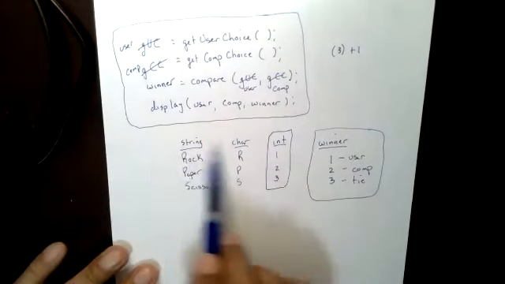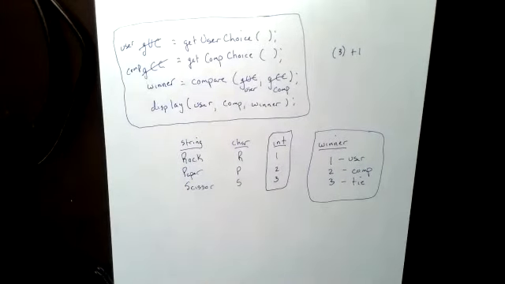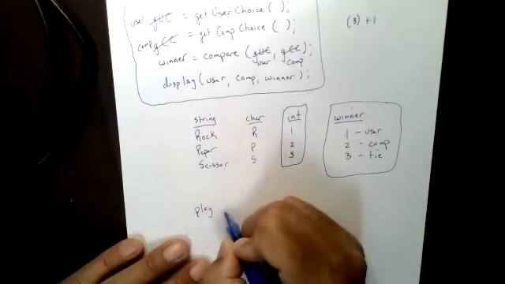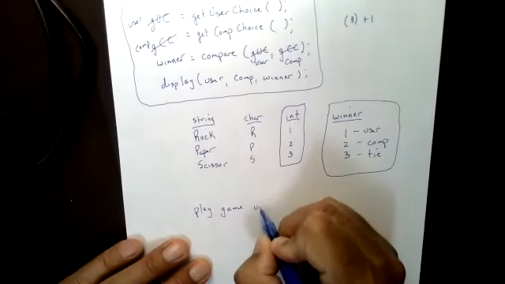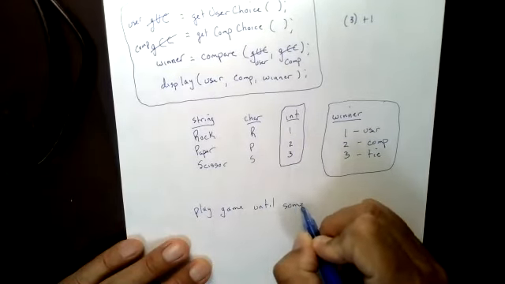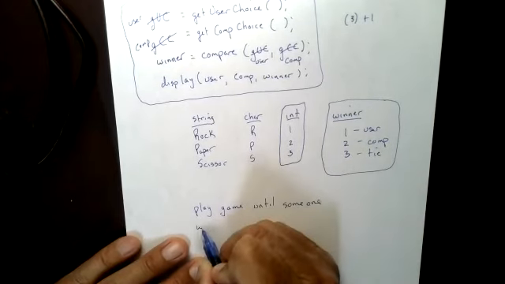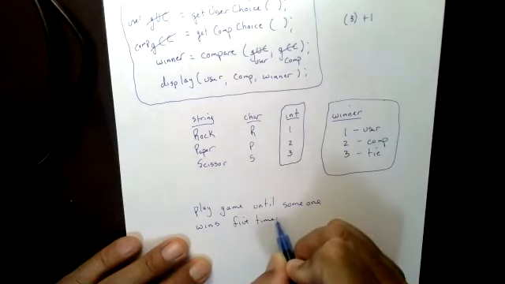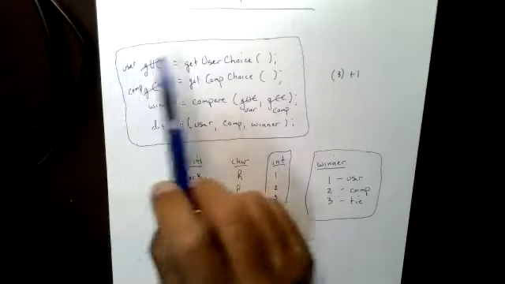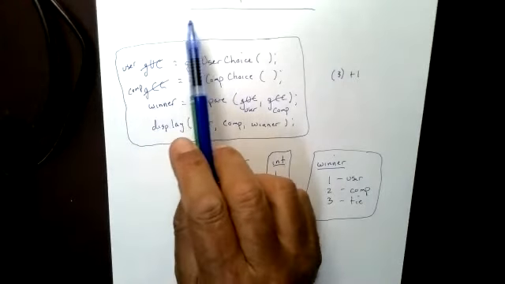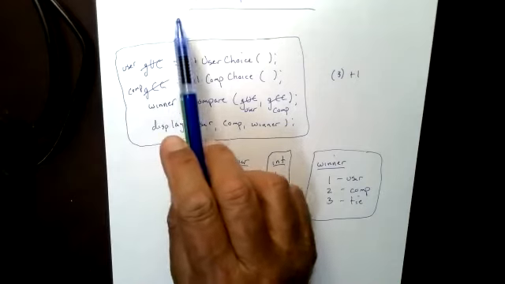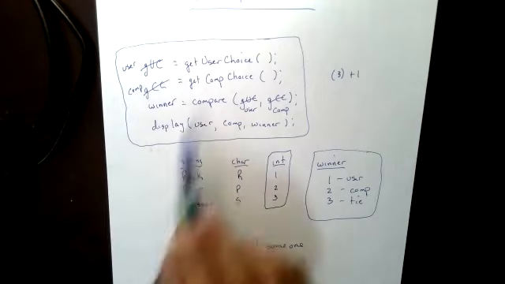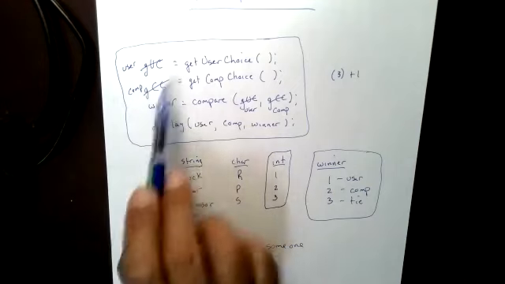Now, once you get all that up and running, I want you to play the game until someone wins 5 times. So that means up here in my main, I'm also going to have to say user wins, set it to 0. Computer wins, set it to 0. Have some sort of loop around my body. But I want to get these 4 done first.